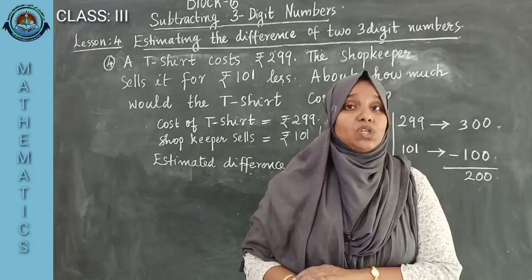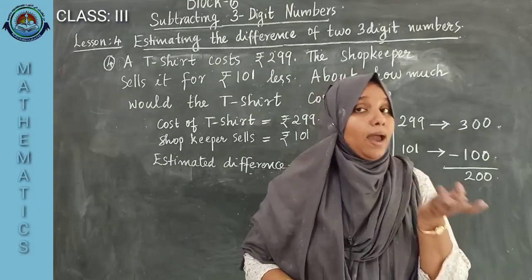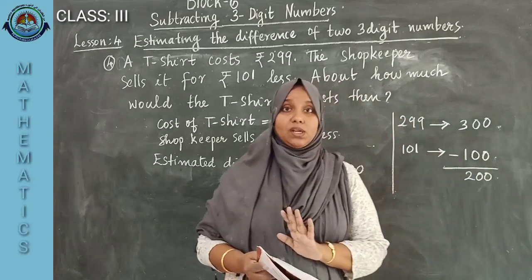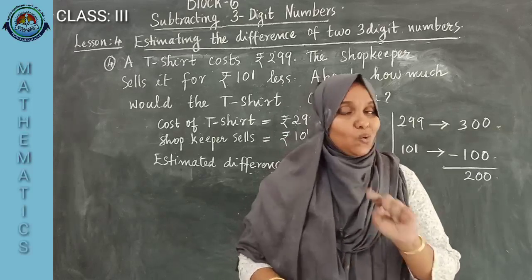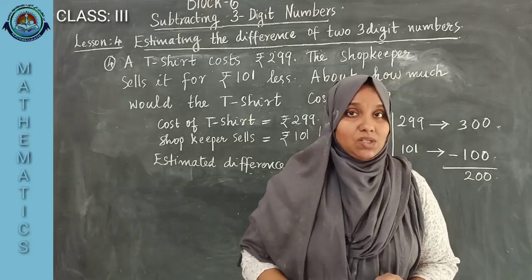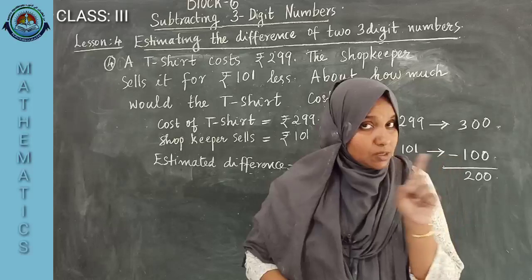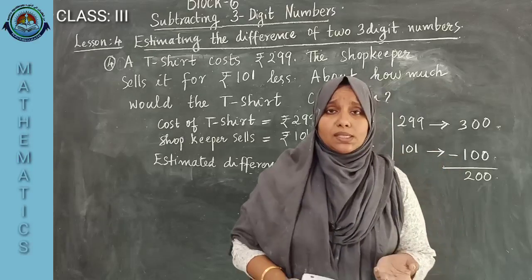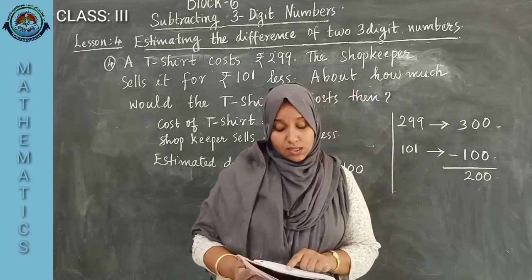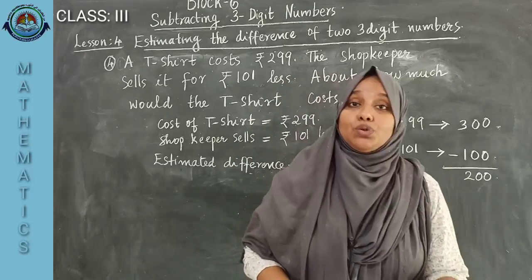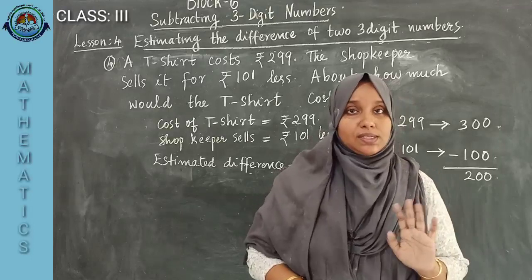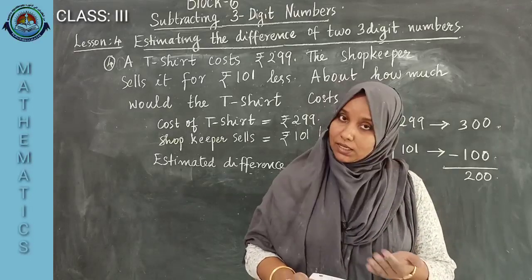Then we have to check whether to find the actual difference or the estimated difference. In the question it is asked about how many, so we have to do the estimated difference, not the estimated sum. Why are we not doing the estimated sum? In the question it is asked what is left. Left is asked, so we have to do the subtraction, or difference.